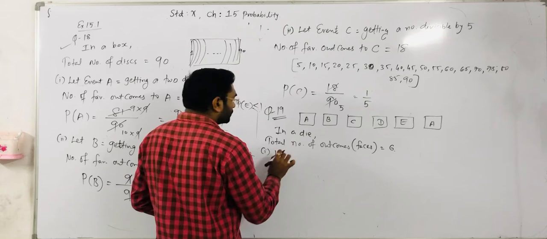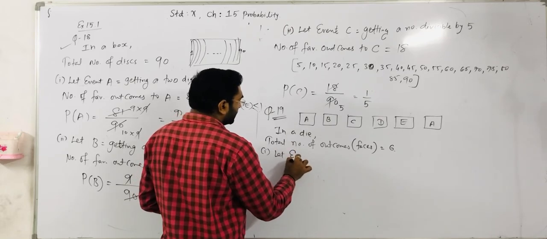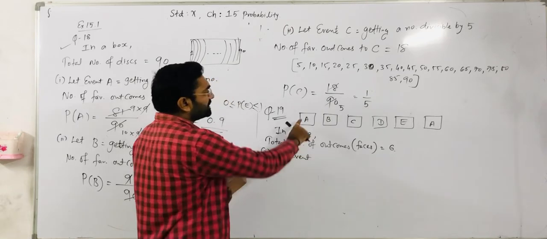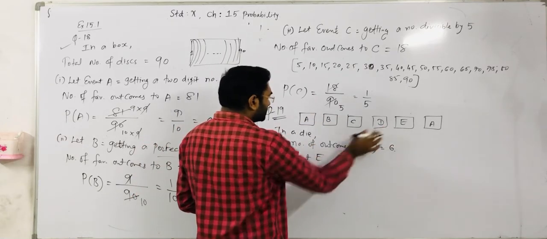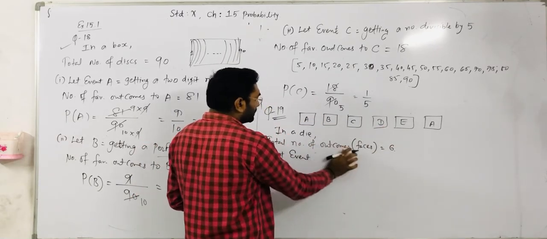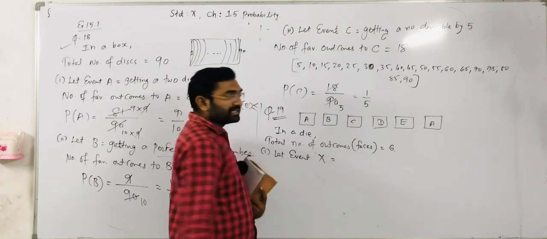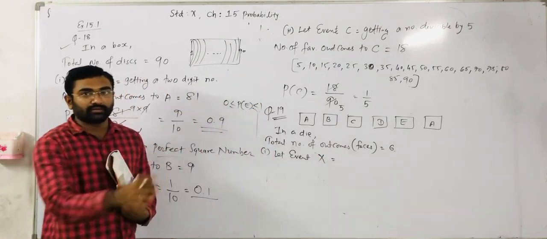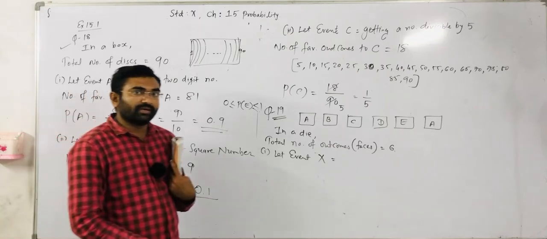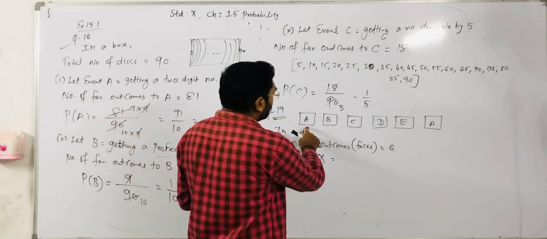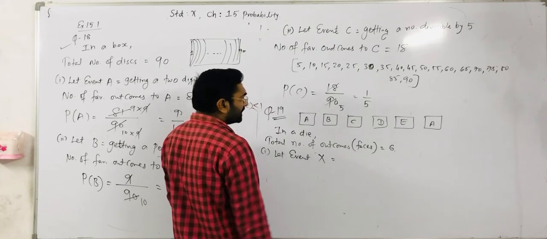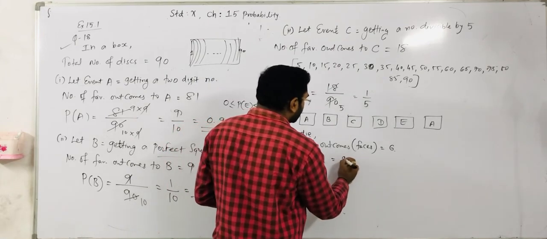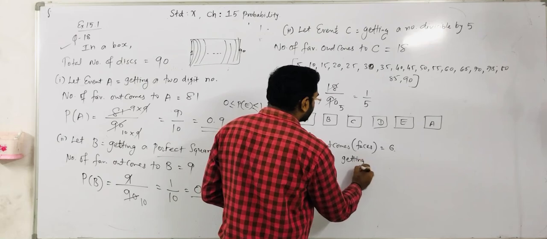So for that we have to take the event. Here we cannot take A as an event because A is given as a face. As I told you, for an event you can take any alphabet from A to Z. But here they give A as a face, that's why I am not taking A as an event. So let me take X as an event, which represents getting a letter.